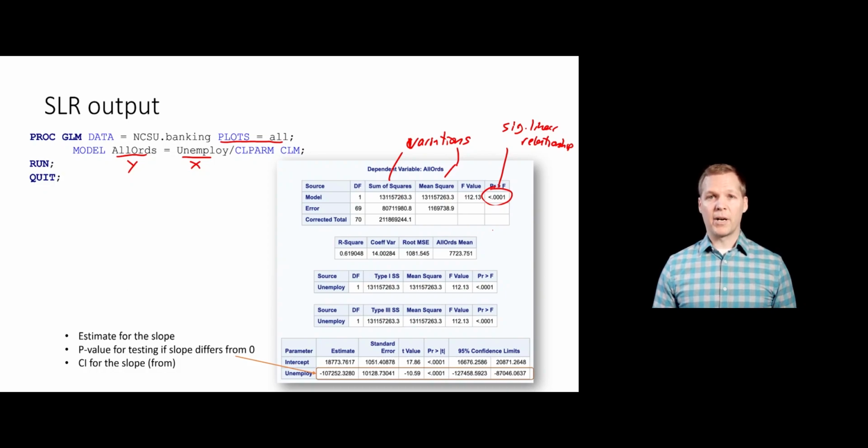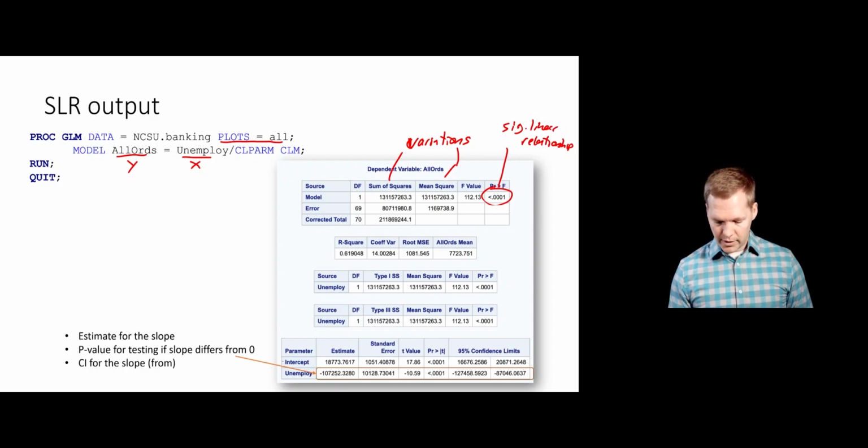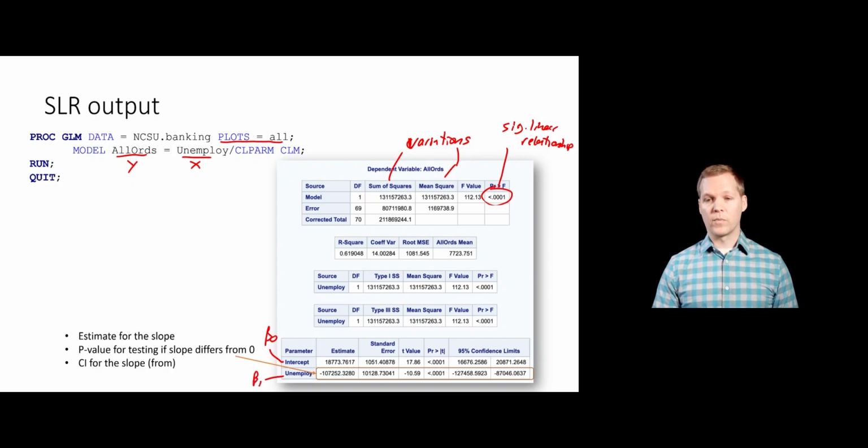And then what we care about, again, for looking at that linear association between all ORDS and unemployment, we would look at the slope row. So this is the row for our beta naught here. This is our row for our beta 1. And if we look over here, we get a p-value. This p-value, in this case, for simple linear regression, is going to be the exact same thing that you see up there. And then we also get a confidence interval for that slope. So we can see we have a very strong negative relationship here.